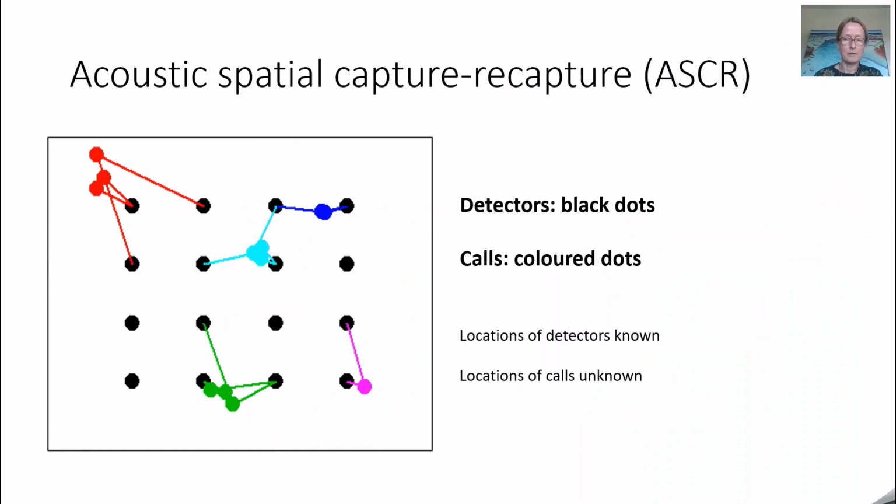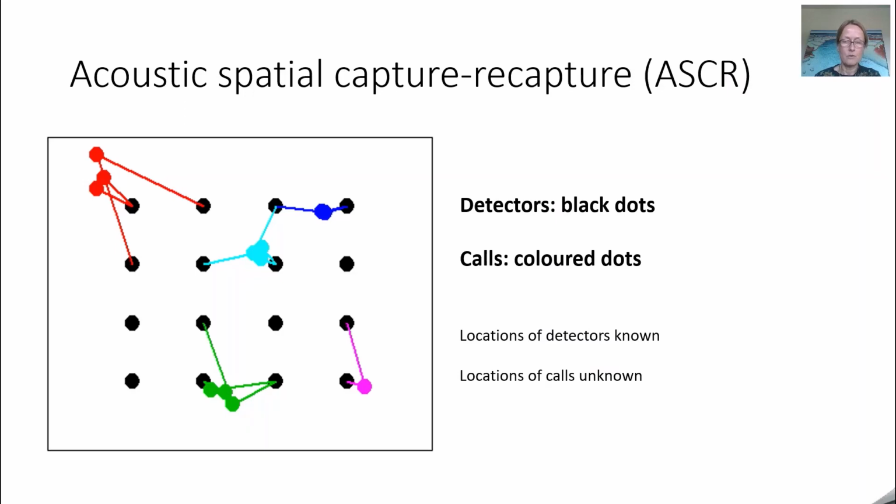In this example, the black dots are the detectors as before, but now the colored dots are the individual calls that the animals made, or rather the location of the animal when it makes the call. And the colored lines point towards which detector detected the call. I color-coded them by the individual animals that produced the calls. So for example, animal 1 produced 3 calls marked in red. It moved a bit between making the calls, but we do not know that it was the same animal making the 3 calls. It turns out that we actually don't need to know this.